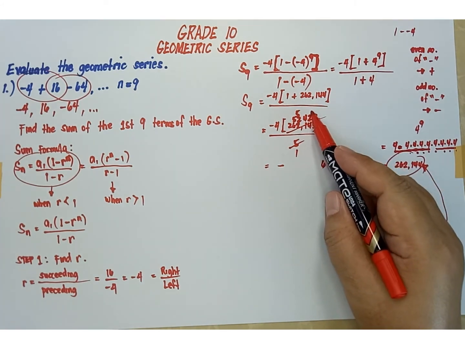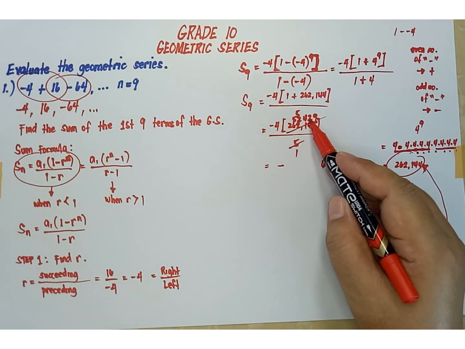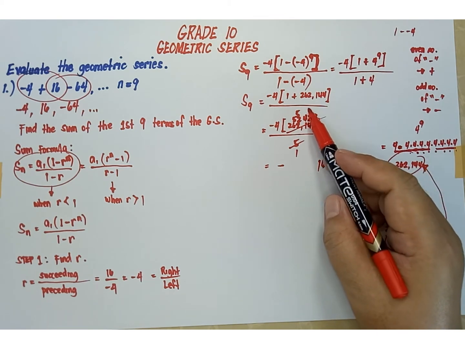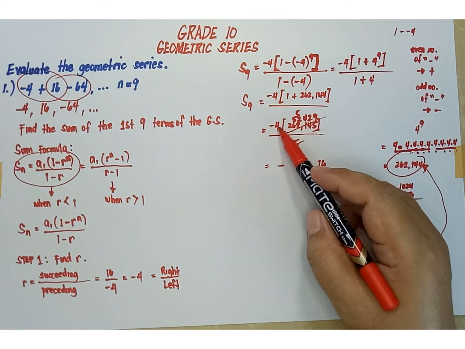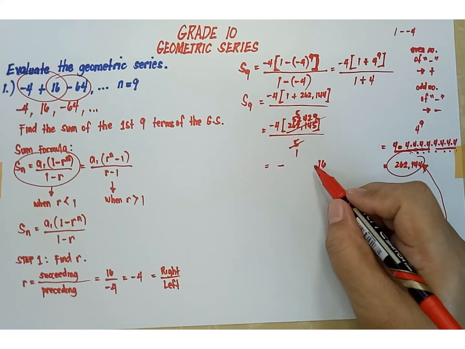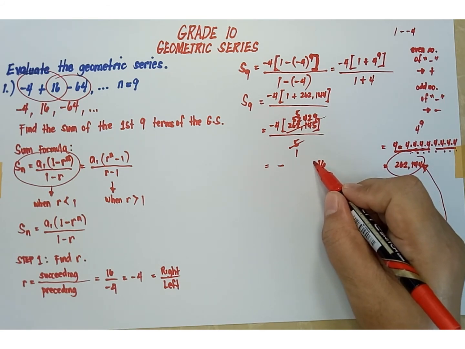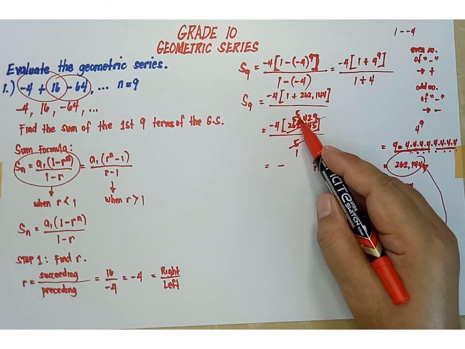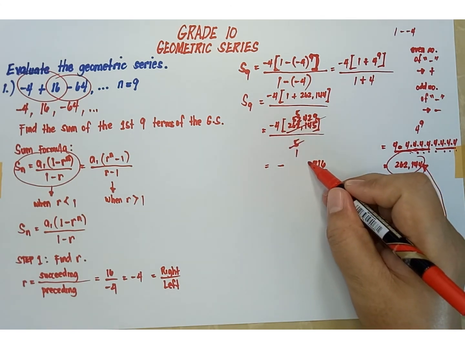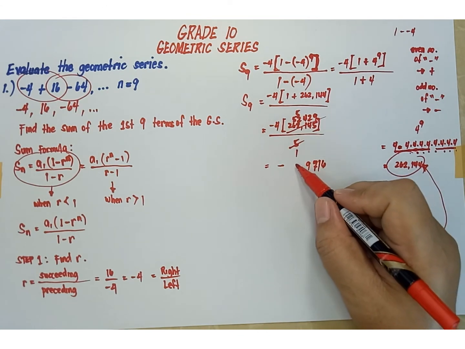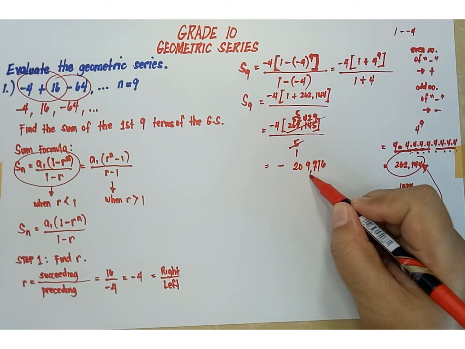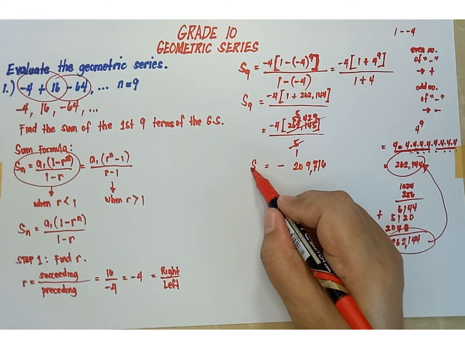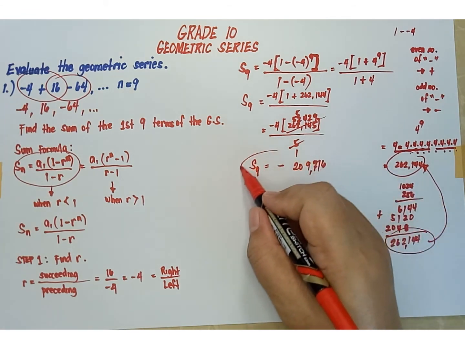36. Carry 3. 4 times 2 is 8 plus yung carry over mo na 3, 11. Carry 1. 4 times 4, 16 plus the carry over 1. So 17. Carry 1. 4 times 2 is 8 plus 1, 9. And then 4 times 5, 20. Negative 209,716 ang final answer.